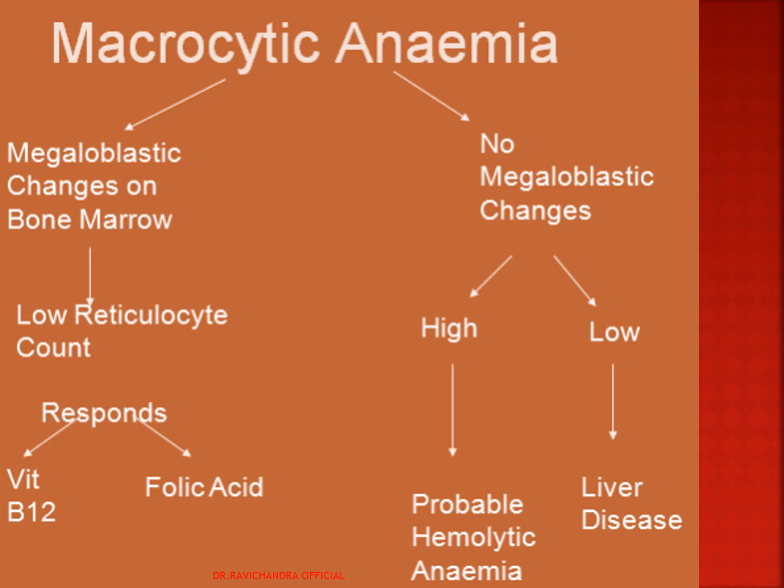When we see the reticulocyte count, it will be low in megaloblastic anemia, and the patient will respond to vitamin B12 supplementation and folic acid based on the deficiency. In the non-megaloblastic anemias, if the reticulocyte count is high, it is probably hemolytic anemia. If it is a low reticulocyte count, then it is liver disease.